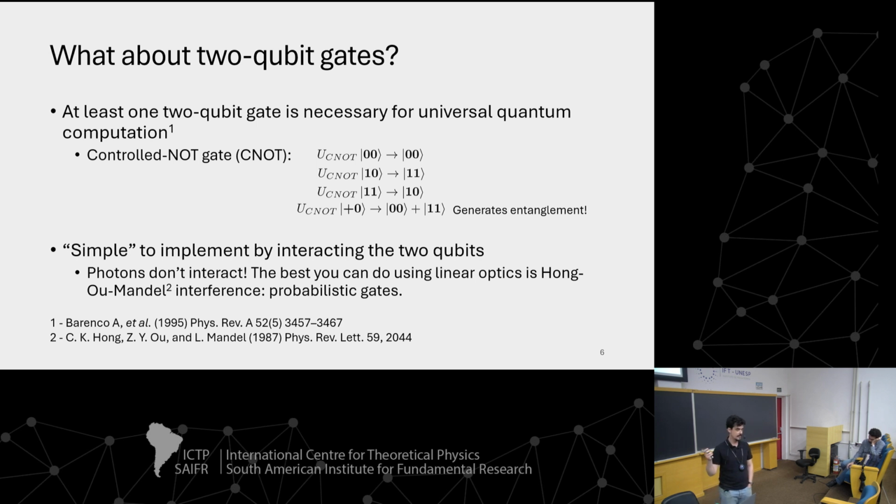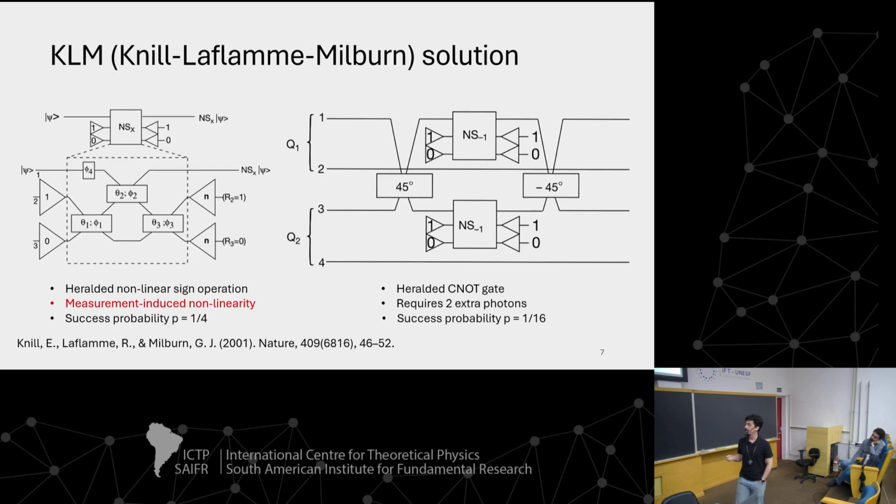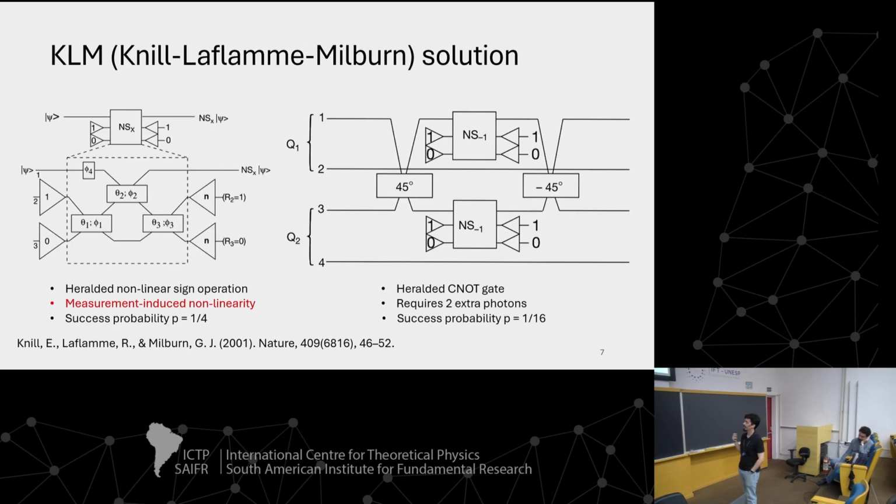And this was a somewhat depressing state of photonic quantum information processing until Knill, Laflamme, and Milburn showed that it's possible to get this probabilistic gate to operate with a higher and higher rate of success, provided that you add more and more resources. So there is no free lunch.